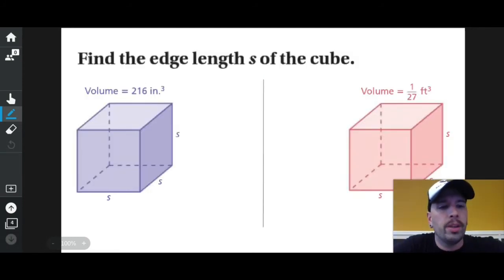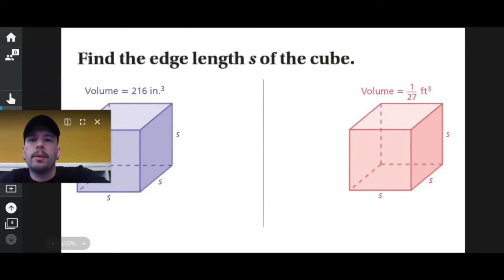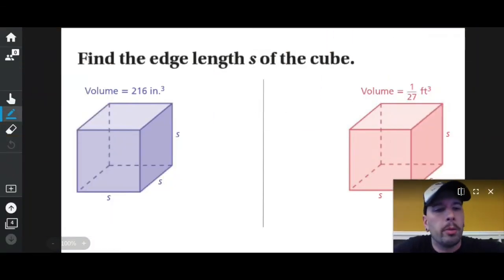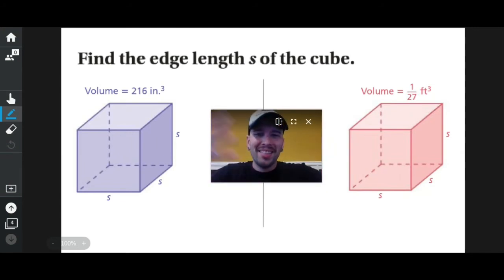Find the length of each side of the cube. There's really nowhere I can put my face to make things better. How about right in the middle? Look at that. Find the length of each side of the cube.